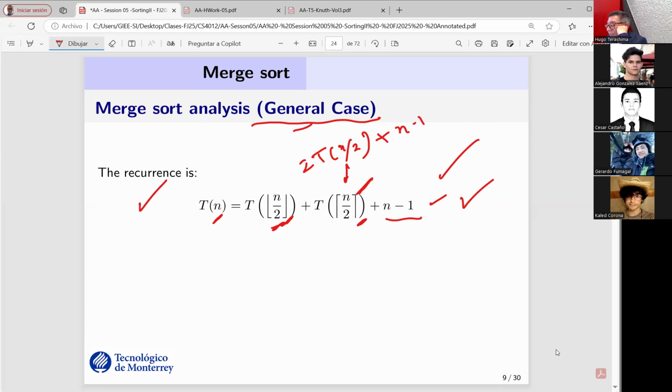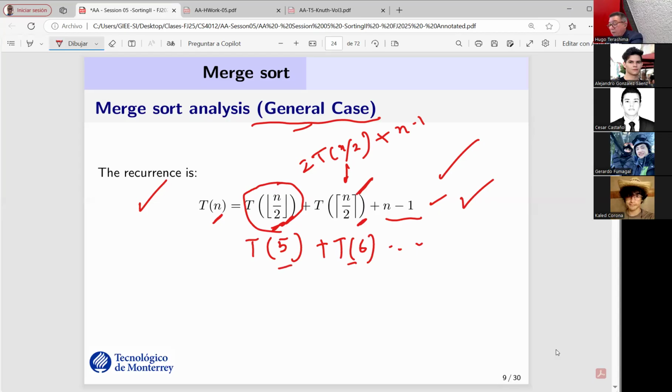So for example, if n is equal to 11, what is the value of this? T of what? T of 5, right? And this is going to be n over 2. The ceiling is going to be 6, right? So that's the difference. In fact, it's just one value of difference between these two.